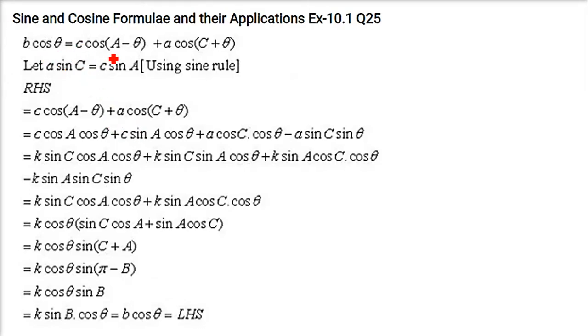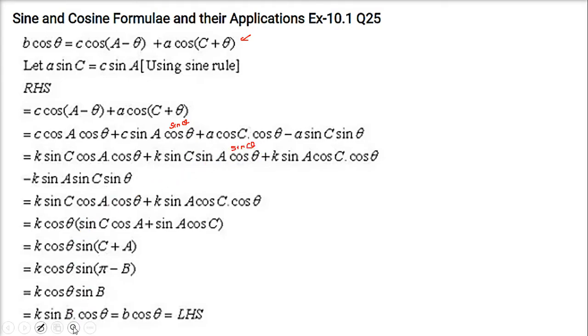Next one is, we'll take the right hand side here and then we'll use the sine rule. So this is c cos(A minus theta) plus a cos(C plus theta). Here this cos(A minus theta) we are expanding: cos A cos theta plus sin A sin theta, right? I'll just show you. So this is cos A cos theta plus sin A sin theta.